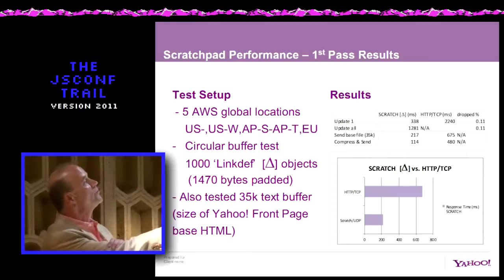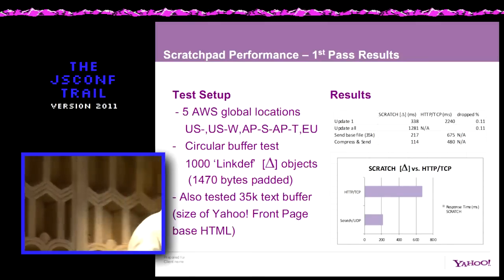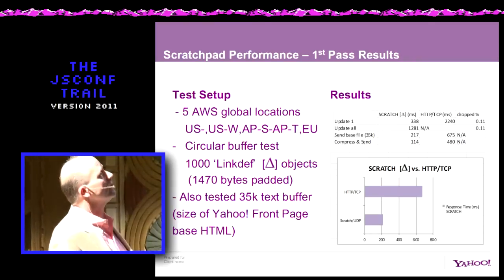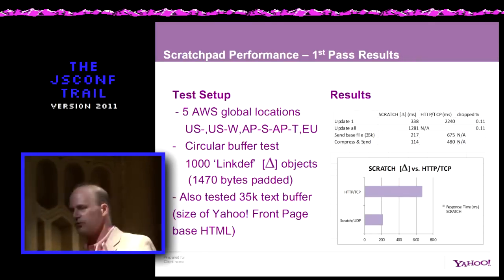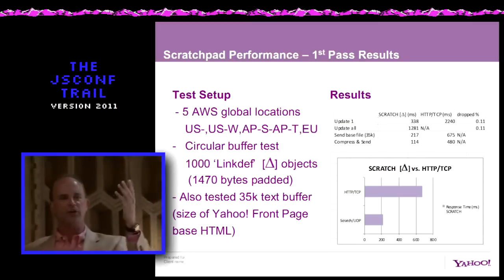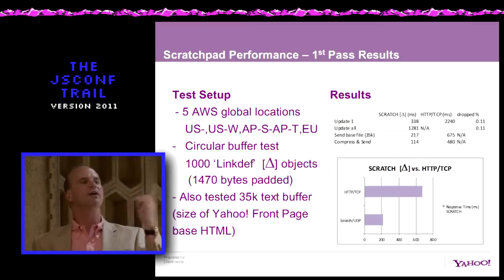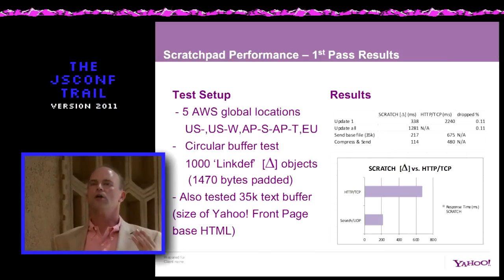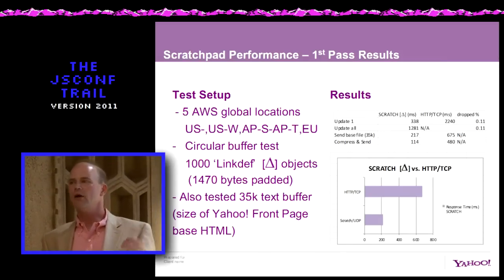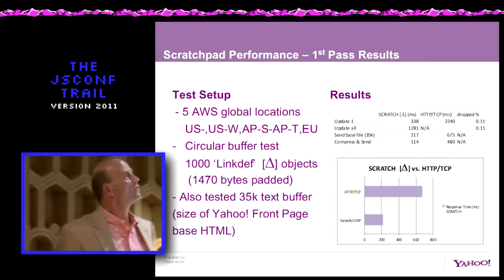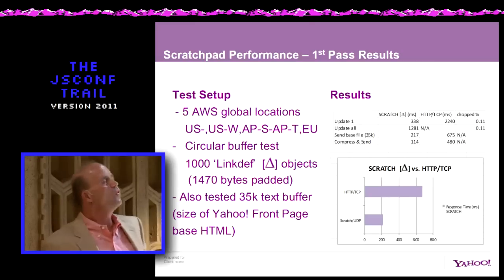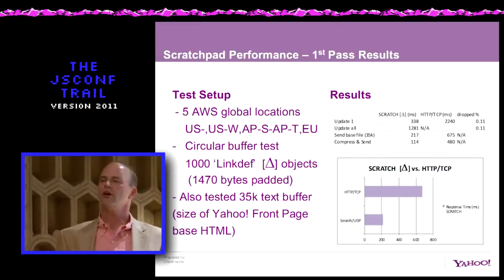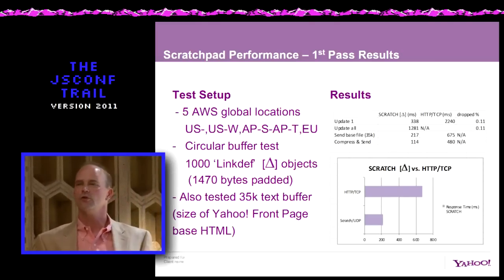And you can kind of see some of the results here. I don't know if my pointer's actually visible, but in the table here you can kind of see that if we went to update a single link globally, so remember we've got 1,000 of these, they're out there in a buffer, and we want to update a single one globally, all across the world. How long is that going to take us? 338 milliseconds if we use Scratch, 2,240 milliseconds if we use HTTP over UDP.